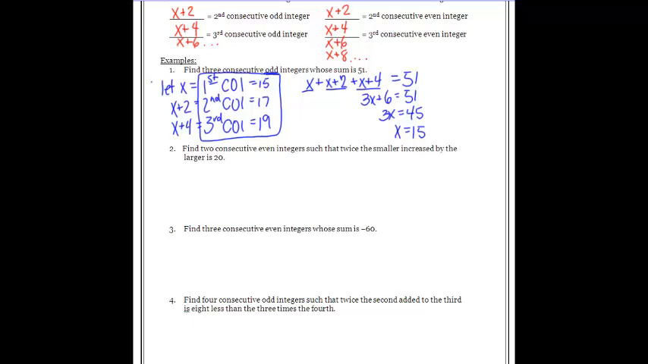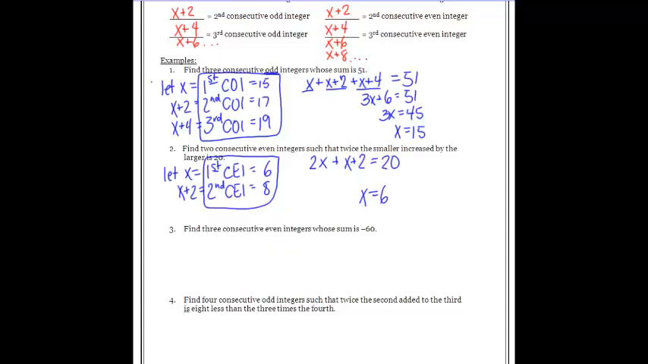Find 2 consecutive even integers. Well, again, same format. Let x equal the first consecutive even integer, and then x plus 2 is the second consecutive even integer, such that twice the smaller, increased by the larger, is 20. Go ahead and solve that on your own. Hopefully you got 6 and 8, and 2 times 6 plus 8 is in fact 20.